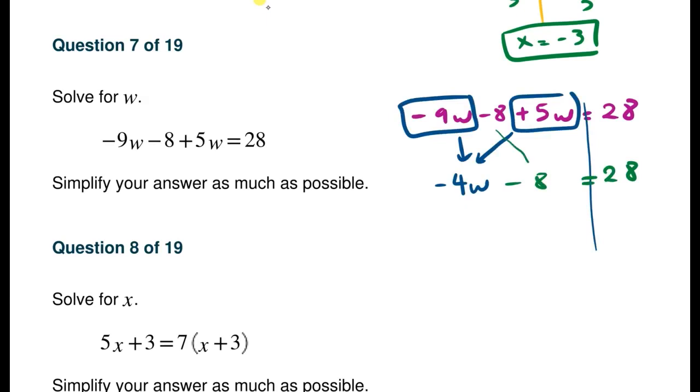Okay, the 8 comes from the top. Then continue to isolate the w. You're going to add 8 on both sides. -8 plus 8 cancel each other out. What's left on the left side is -4w equal to 28 plus 8, which is 36. Then we divide by -4 on both sides. w equal to -9 as the final answer.